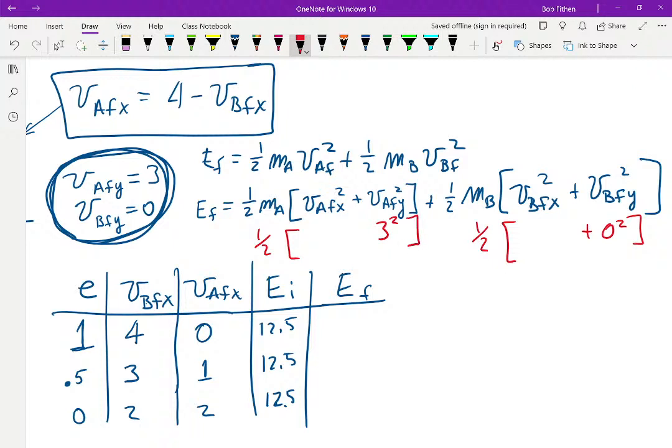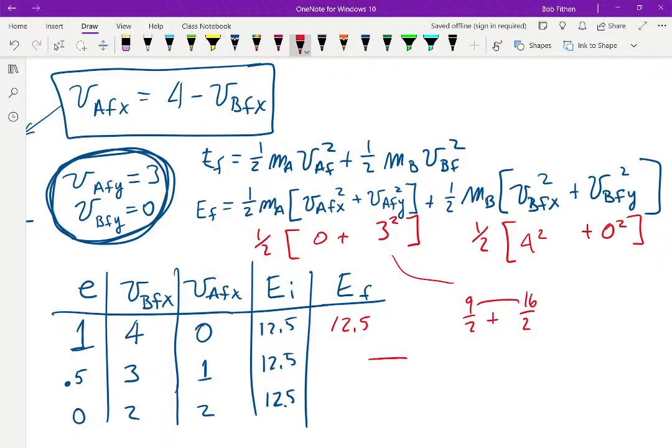Let's take case number 1, where E is equal to 1. I'm putting in VB final X of 4. Putting in VA final X as 0. Well, what do I get? I get 9/2 plus 16/2. 9 and 16 go together to give you 25/2, which gives you 12.5.